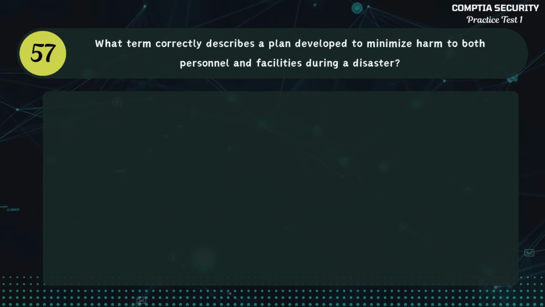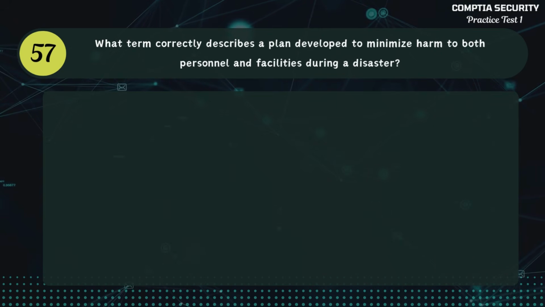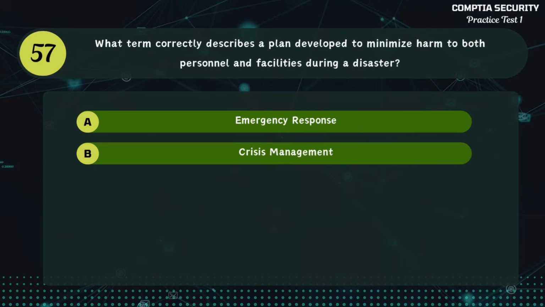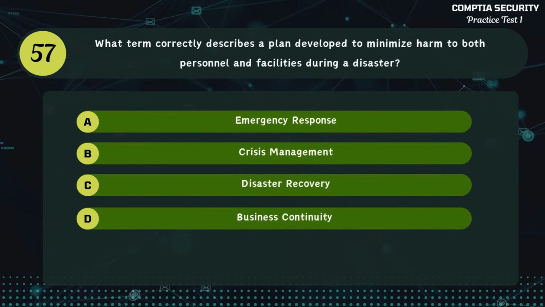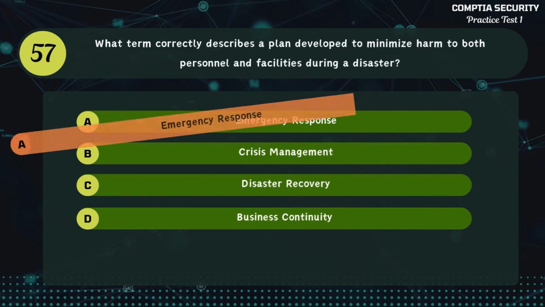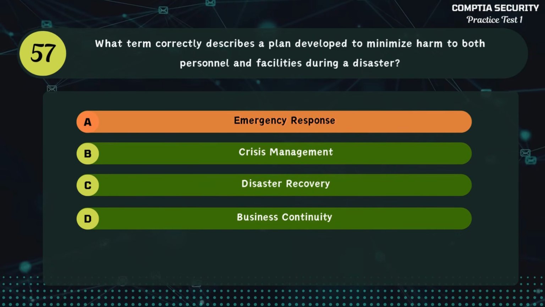Question 57. What term correctly describes a plan developed to minimize harm to both personnel and facilities during a disaster? A. Emergency response. B. Crisis management. C. Disaster recovery. D. Business continuity. Correct answer A. Emergency response.